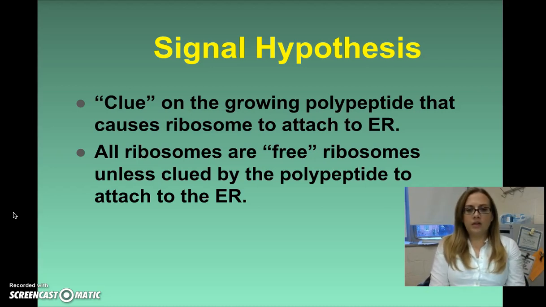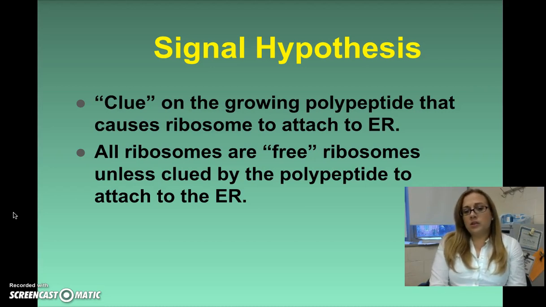Way back in the beginning of the year, we talked about ribosomes and that ribosomes are responsible for building proteins. But we talked about two different types of ribosomes. We talked about free ribosomes that are found within the cytoplasm, and then we talked about the ribosomes that are attached to the endoplasmic reticulum. So this signal hypothesis is going to talk about what makes ribosomes attach.